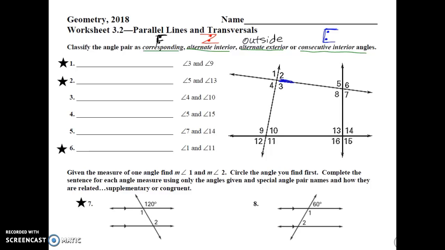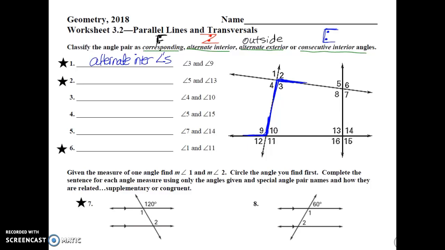So if I trace those two angles, angle 3 and angle 9, and then I try to connect those, I notice that it makes more of a Z shape. That makes those alternate interior angles. Remember, cover up the right-hand side of the page, and that will help you focus just on the letter that we're looking at there.